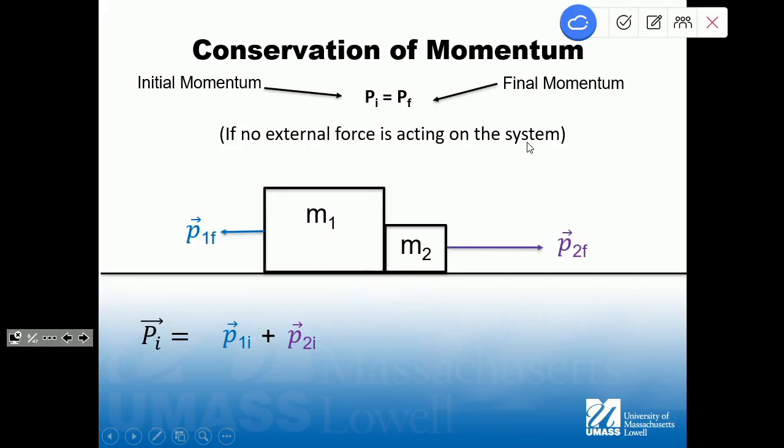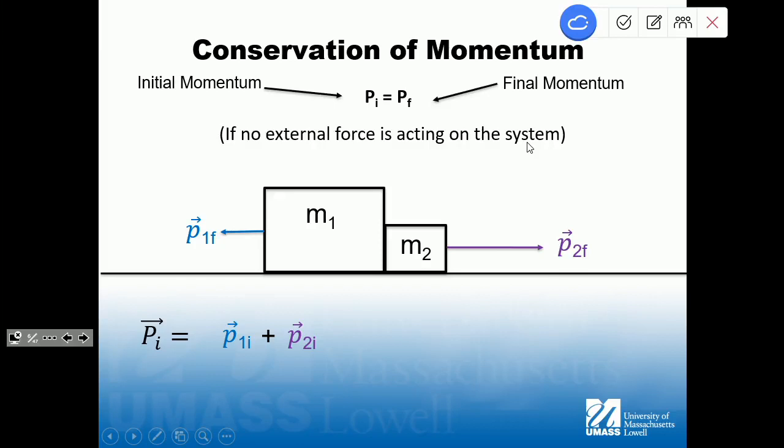Right? The final momentum of the system is the final momentum of the first guy plus the final momentum of the second guy. Does this make sense? So I'm defining my system as both these objects. Then the only forces acting on these two objects as they collide are the forces they exert. There's nothing external to the system. Everyone with me?